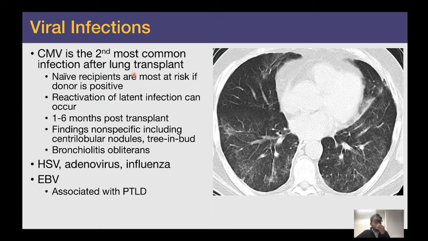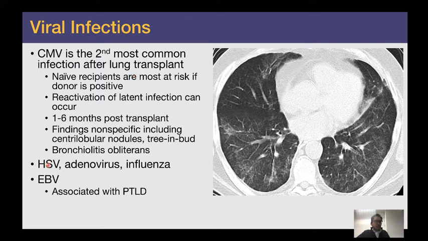Okay. The findings of CMV infection in the lung are nonspecific. It can include ground glass opacity, it can include consolidation, it can include centrilobular nodules, and tree-in-bud opacity. Okay, so that's CMV. But now they test for CMV in the donor and the recipient, so the incidence of this may be decreasing a little bit, but it's still a very common infection.